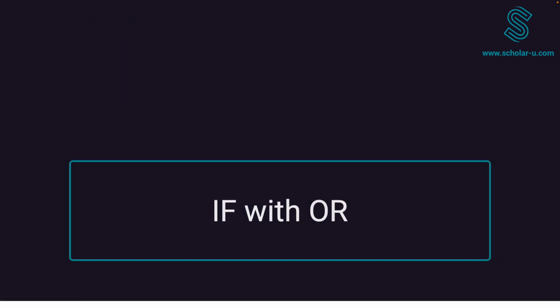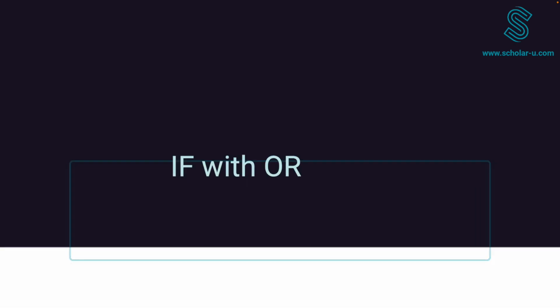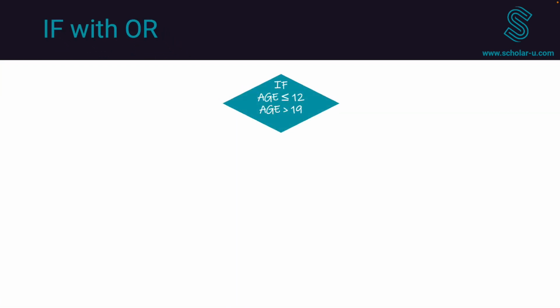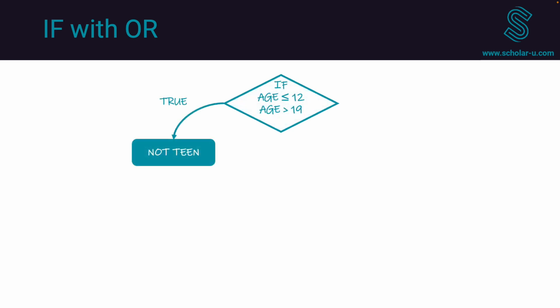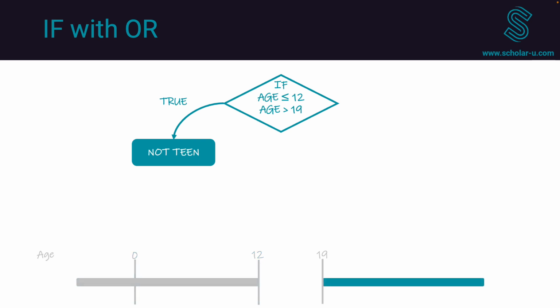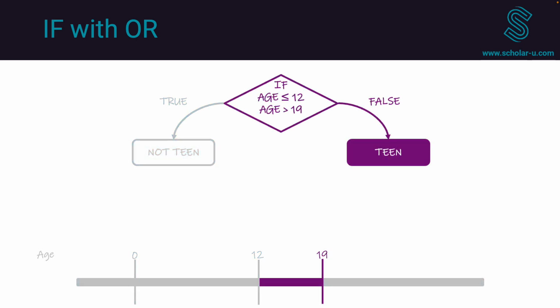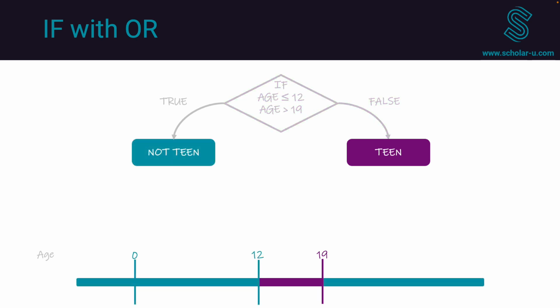We can also utilize an if statement with an or condition. Using the same example of labeling someone as teenager or not, we first ask if anyone is aged 12 or younger or older than 19. If they meet either criterion, we characterize them as not a teen. This is depicted in the timeline below, where we initially display individuals aged 12 or younger, followed by those older than 19. Notably, these groups are mutually exclusive. Anyone not falling into these categories is classified as a teenager. Consequently, we observe two distinct sections, one for teenagers in purple and another for non-teens in blue.